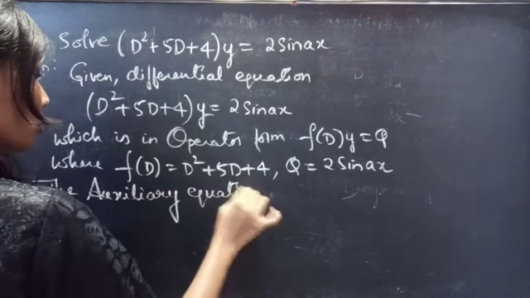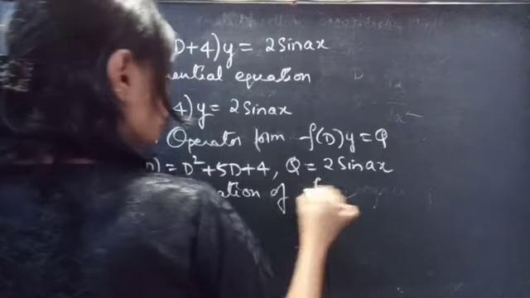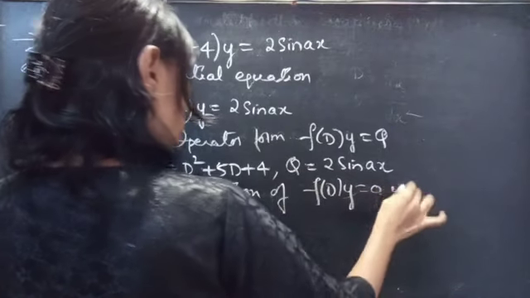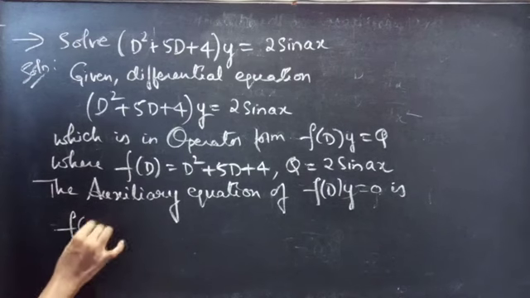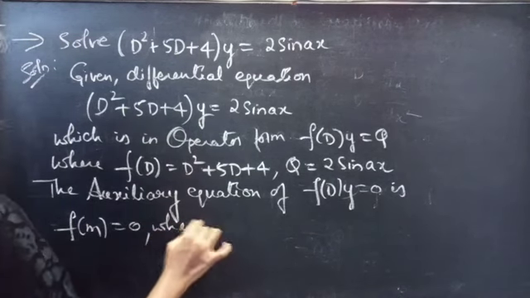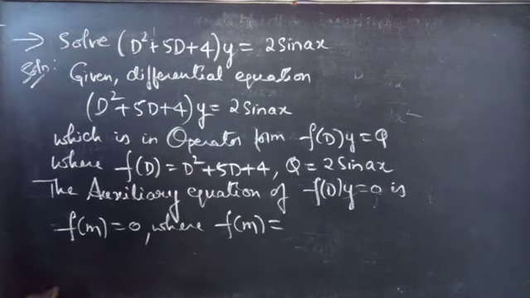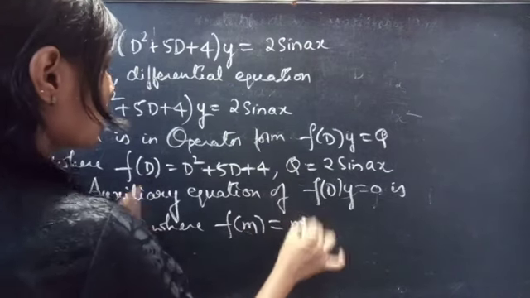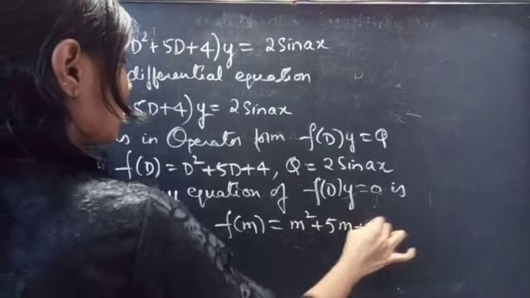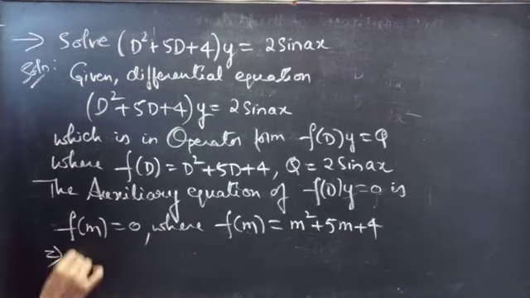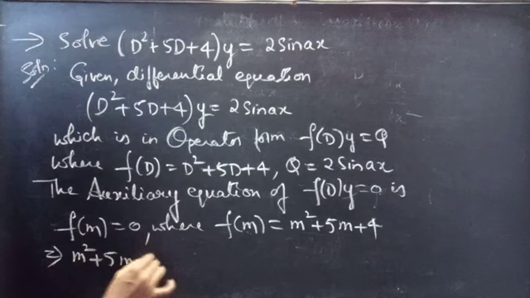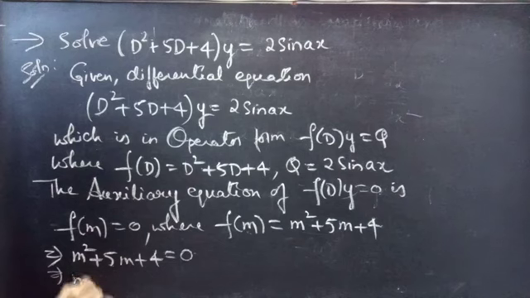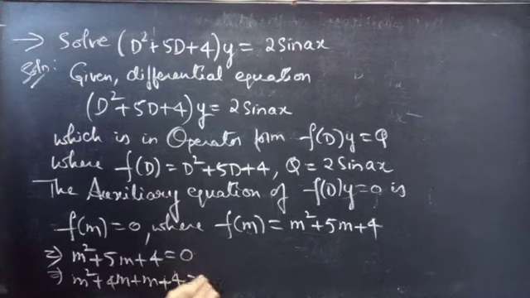The auxiliary equation of f(D) y = 0 is f(m) = 0, where we have f(D) = D² + 5D + 4. Let's replace the differential operator by m, then we get f(m) = m² + 5m + 4. Then our auxiliary equation becomes m² + 5m + 4 = 0. Now we can split 5m as 4m + m, and the last term remains the same.